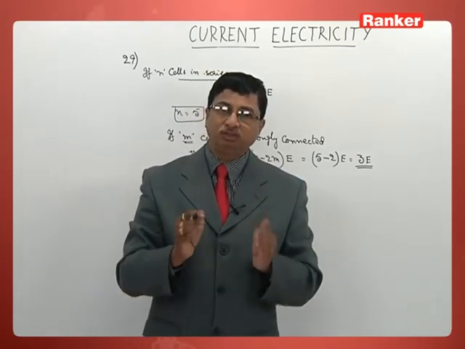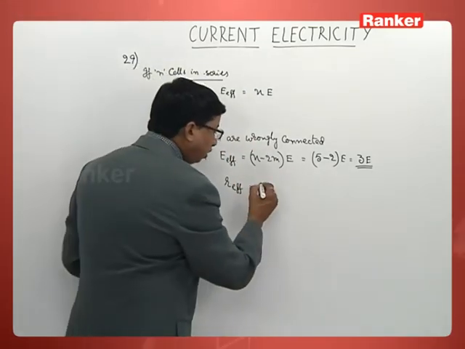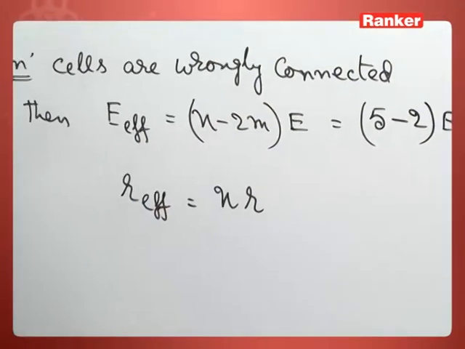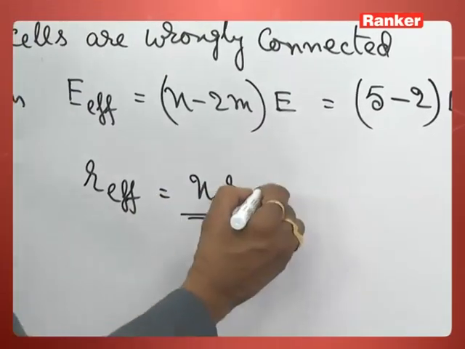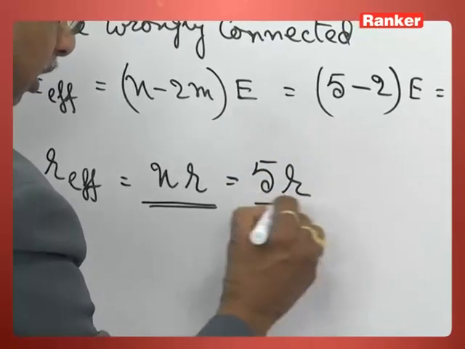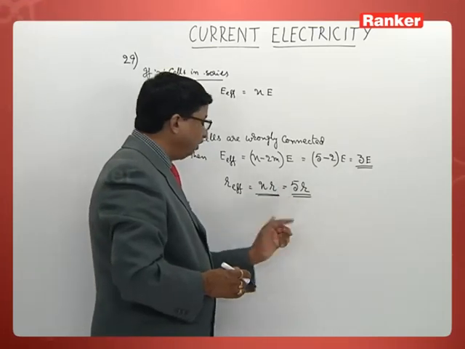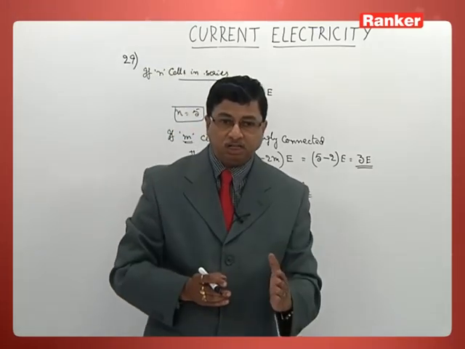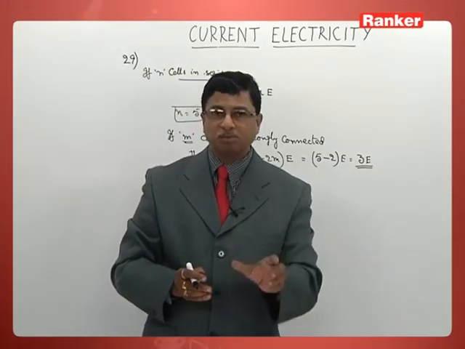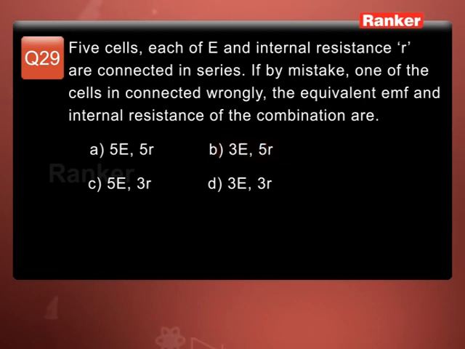So the ultimate value is this: all the 5 cells have got internal resistance. Therefore, the total value of internal resistance of the system now simply becomes NR. So here N becomes 5. So you can say 5R, that is internal resistance. 3E is effective EMF. 5R is effective internal resistance. Look at the second option now. It is given 3E and 5R. That is the correct option for this model question. So what we can understand here, the answer for this one is the second option again, that is B.